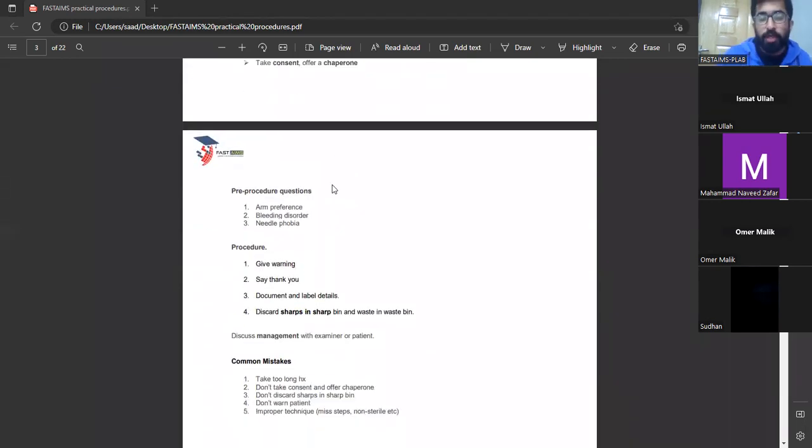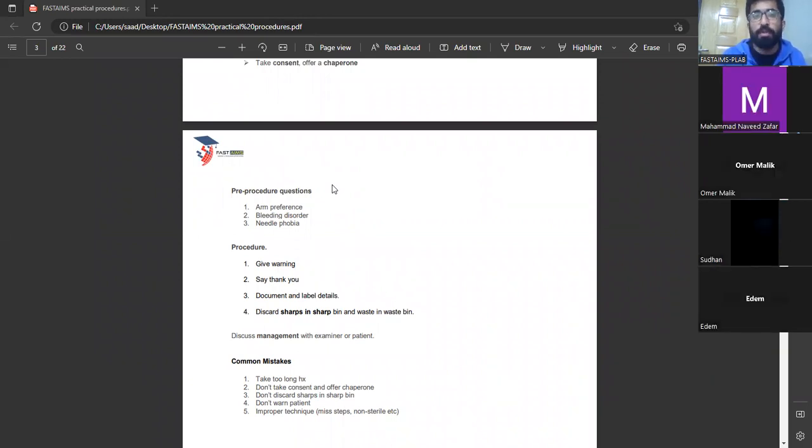Then there are a few pre-procedural questions, like in ABGs, IV cannulation, or venepuncture, the scenarios in which you are going to prick. In these you have to ask about arm preference, bleeding disorders, and needle phobias. In almost all the questions, they would say, doctor, whatever you like, and I do not have any bleeding disorders or needle phobias. But you just have to show the safety of the patient. You just have to mention that you are going to ask these three questions.